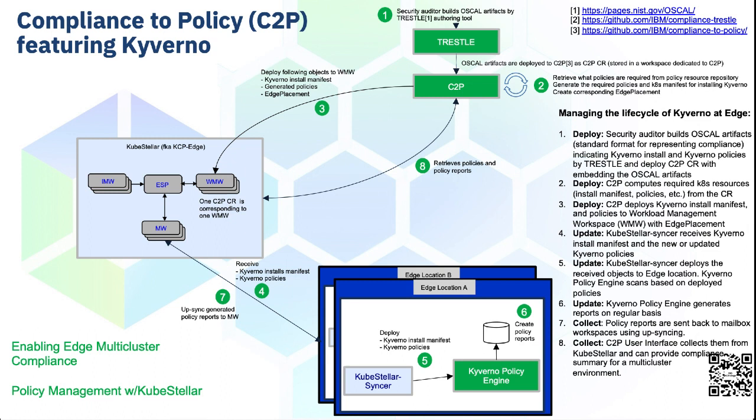The high-level compliance becomes standardized by OSCAL format, and IBM already has an authoring tool called Trestle, developed by Anka's team. So that's why Trestle is there in this chart as the entry point. So let's get started to explain the flow. In step one, the security auditor builds an OSCAL artifact with the Trestle authoring tool and also deploys the OSCAL artifact to C2P as a C2P CR.